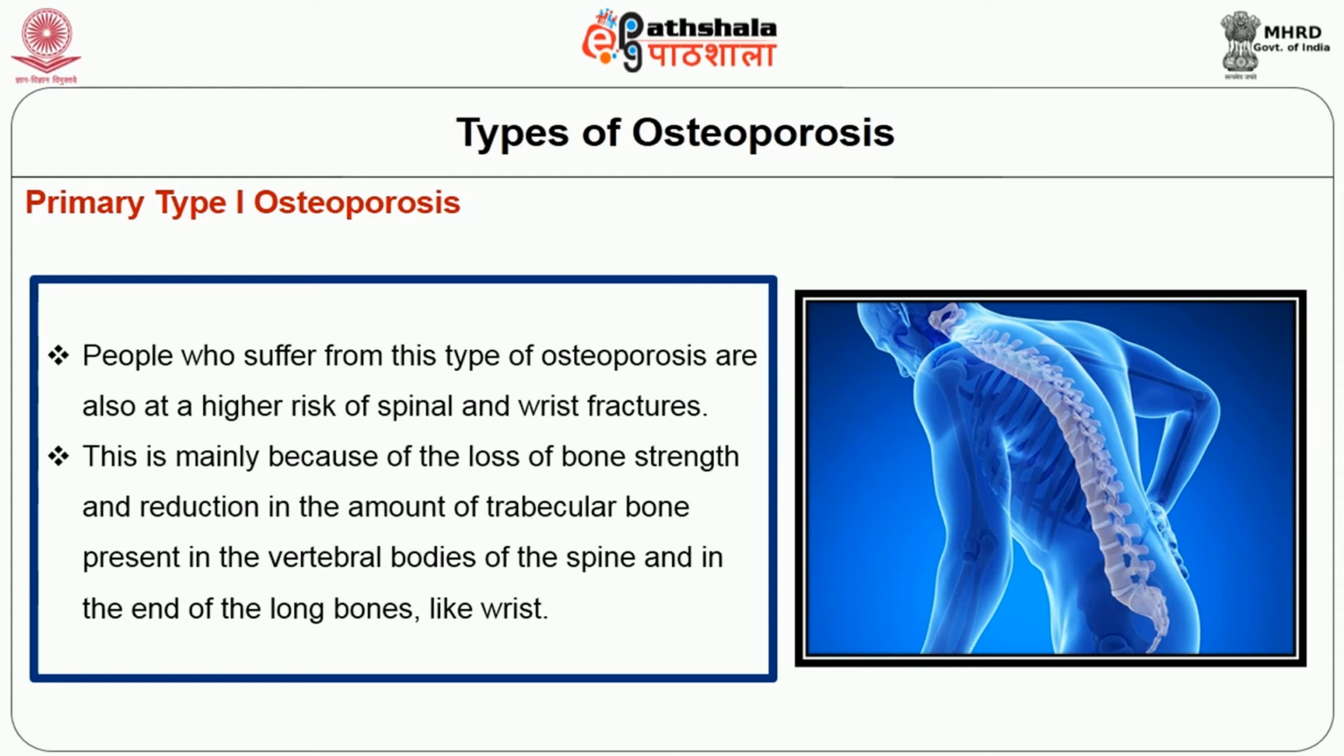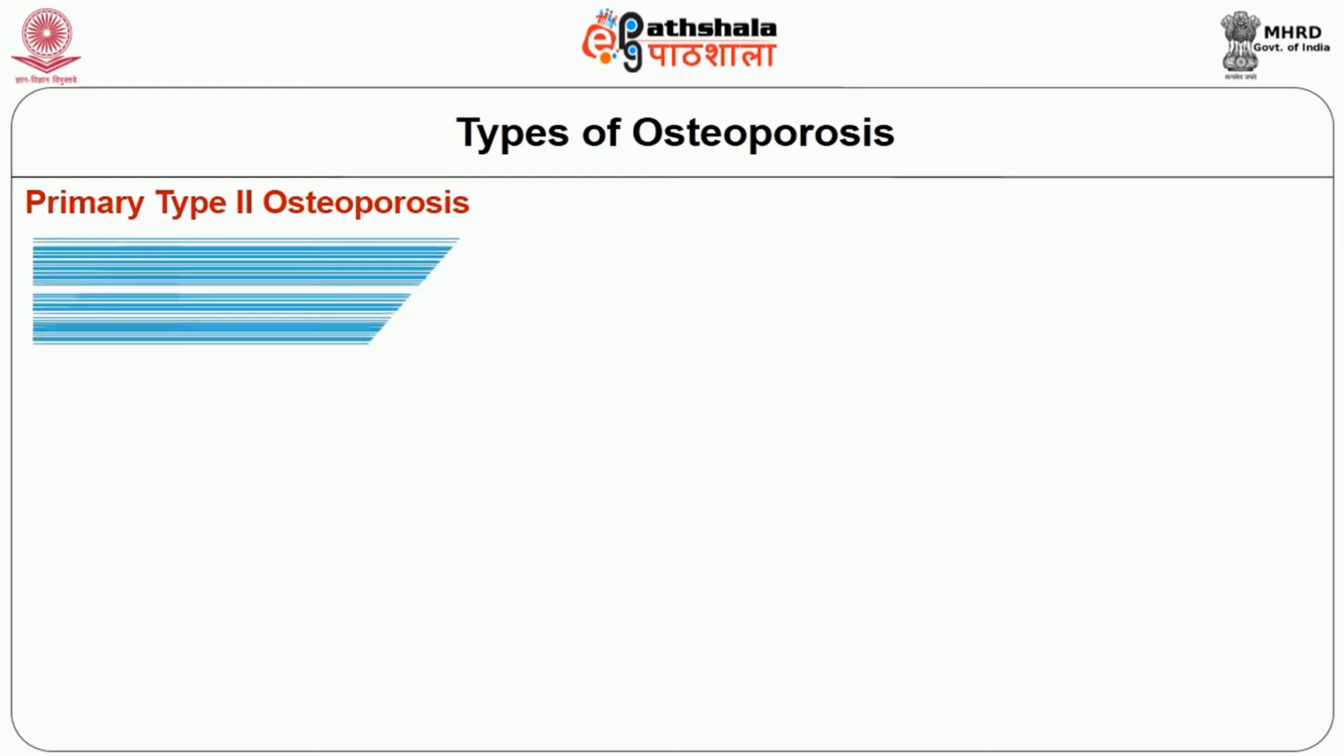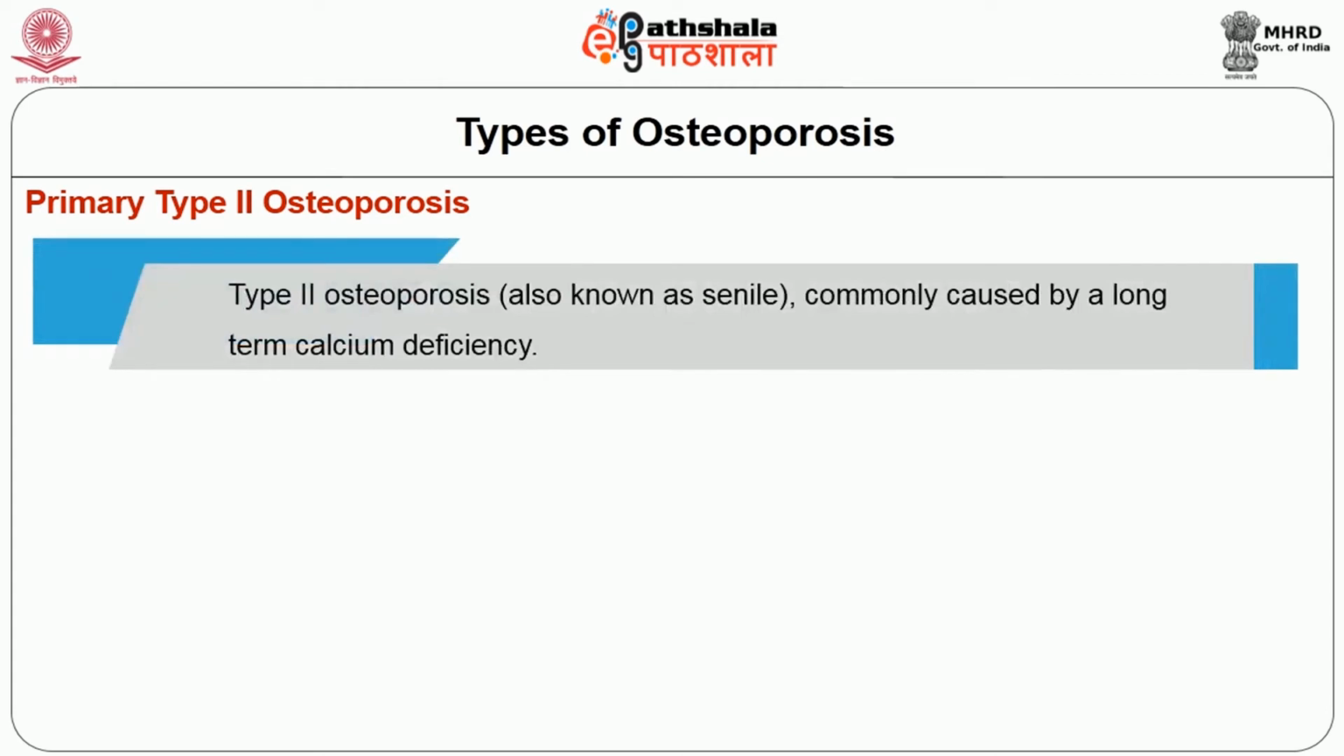This is mainly because of the loss of bone strength and the reduction in the amount of trabecular bone that is present in the vertebral bodies of the spine and in the ends of the long bones like the wrist.